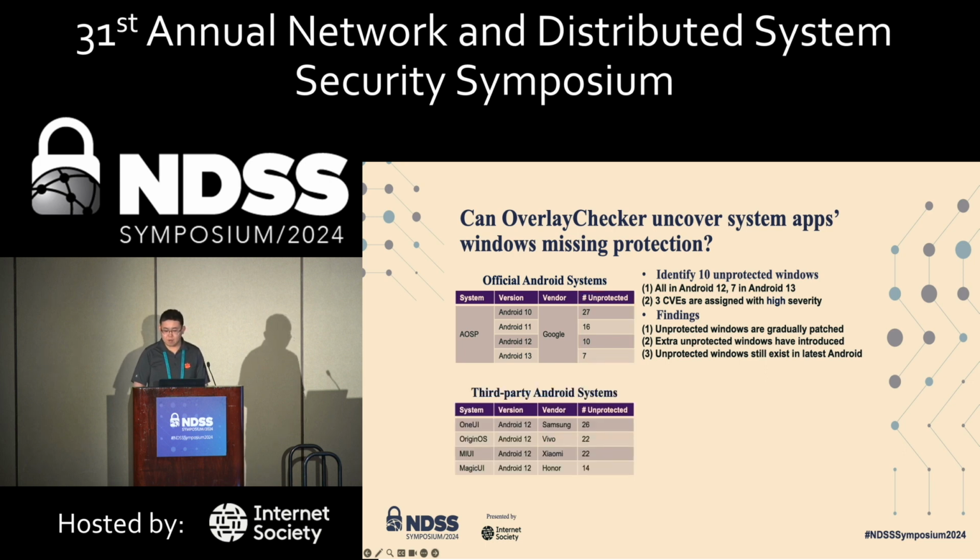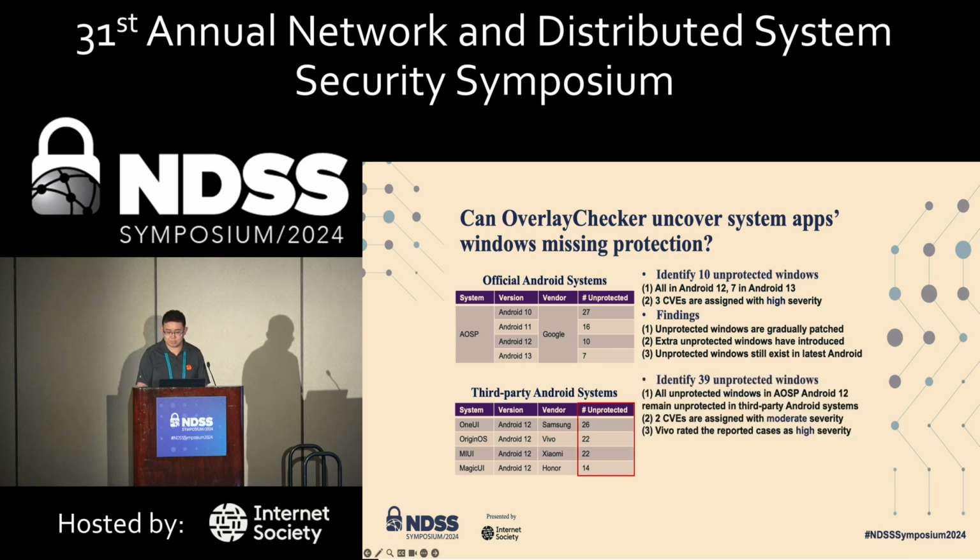We further apply OverlayChecker to 4 commercial third-party Android systems, and in total, OverlayChecker identifies 39 unprotected system app windows in these systems. Note, we have reported our findings to the corresponding mobile vendors and were assigned 2 CVEs with moderate severity from Samsung. In addition, Vivo also rated our reported cases as high severity.